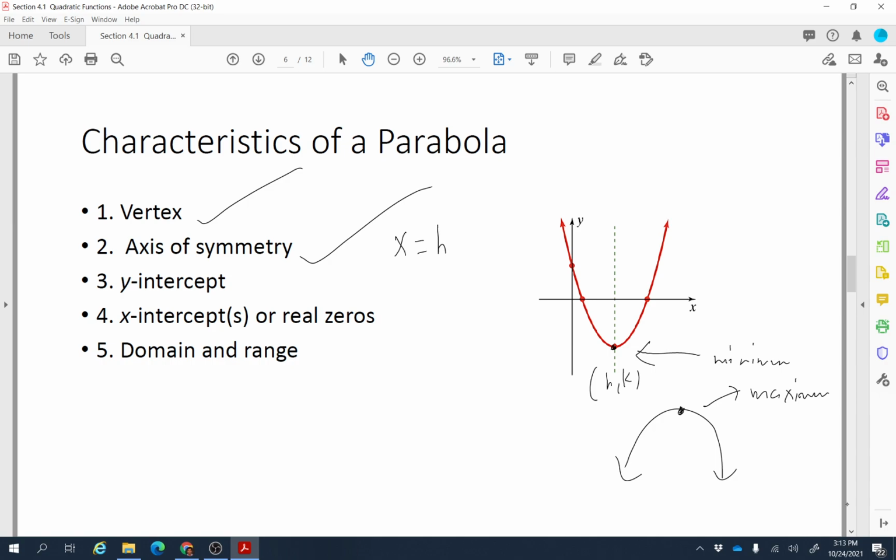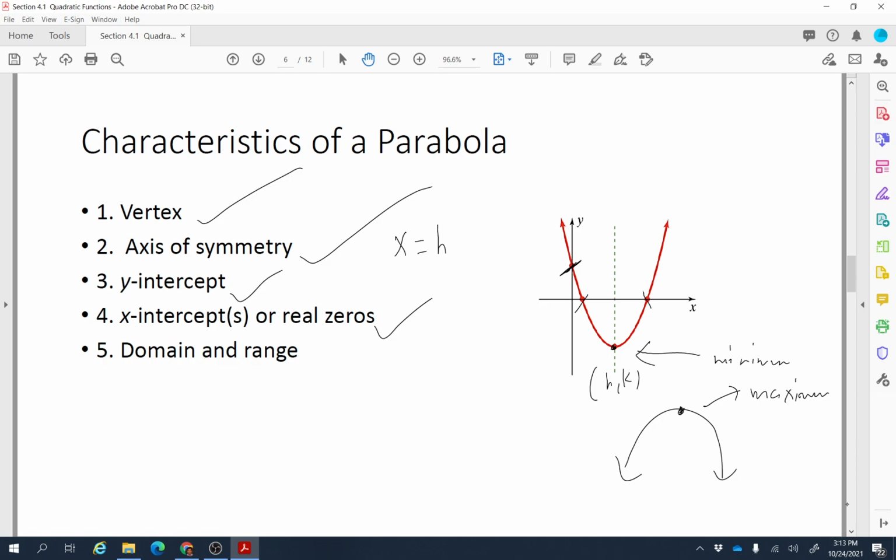That is the axis of symmetry. Y-intercept, we already know, means the point where the graph intersects the y-axis. This is the y-intercept. X-intercept means where the graph intersects the x-axis. And then domain, as you know here, the domain is all real numbers.